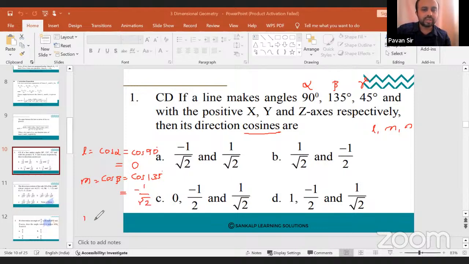Next, n. n is nothing but cos of gamma, which is cos of 45. What is cos of 45? It is 1 by root 2. So 0, minus 1 upon root 2, and plus 1 upon root 2. These are the three direction cosines. Which answer is correct?